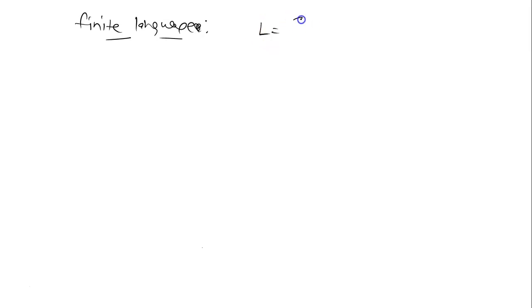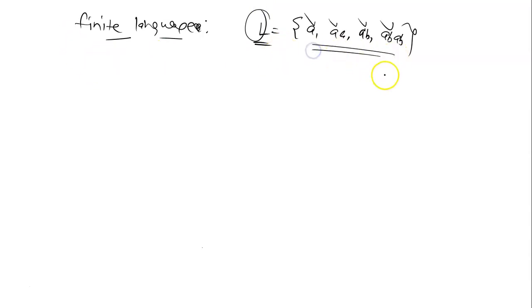So if you have a language, for example, consider this language: A, B, and AB. If you consider this language L, then this is a finite language because there are only 4 strings. So we can say the language L is finite. That is the first definition: the number of strings is finite.